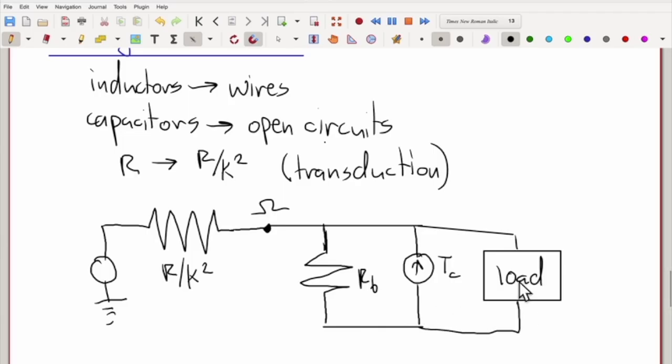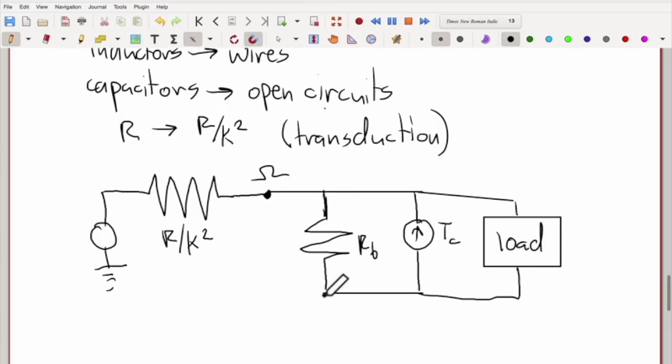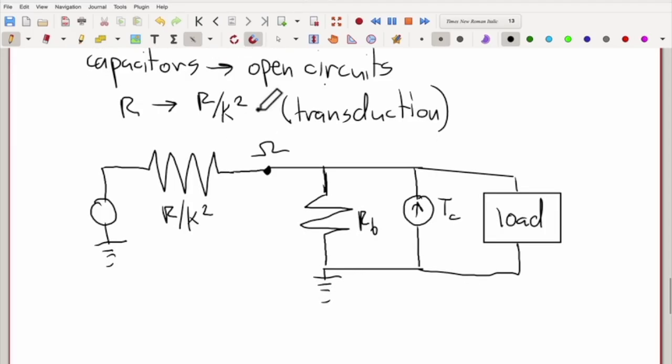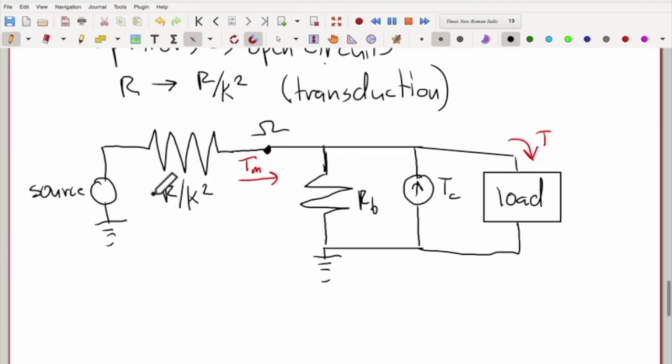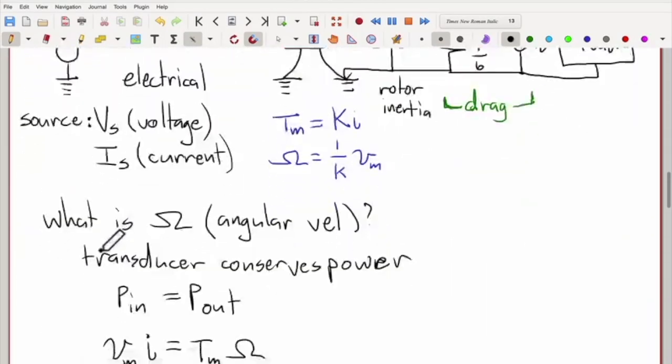There's that. Okay, and then this all is also tied to ground. So we still have our torque going into the load here. We have our Tm coming out of here. And over here, the source. Now, by eliminating the transducer, we have a source of two different types. It can be either a velocity or a current source. So let's see how I wrote it up here.